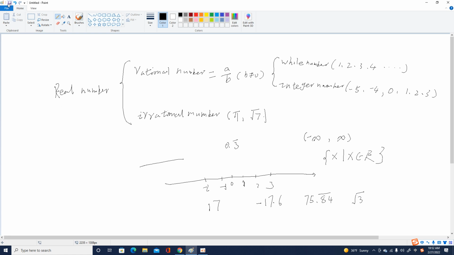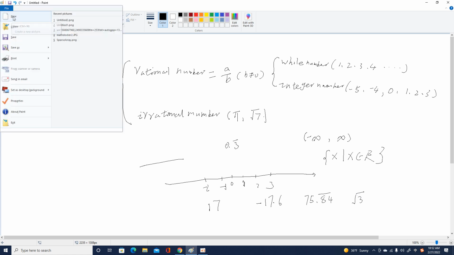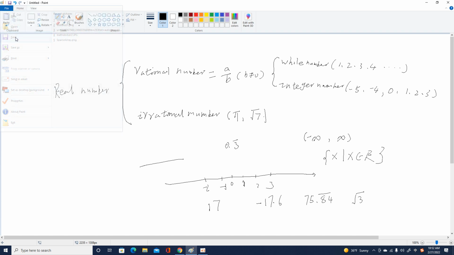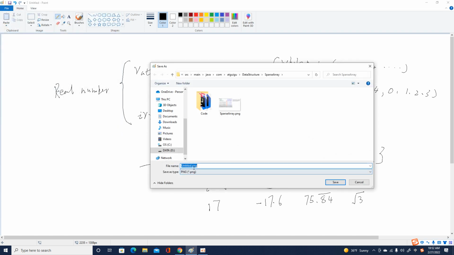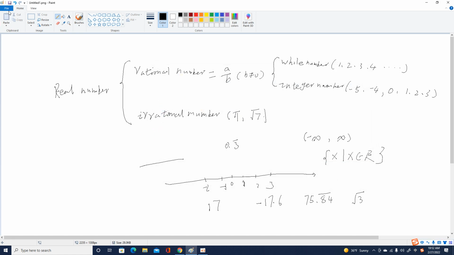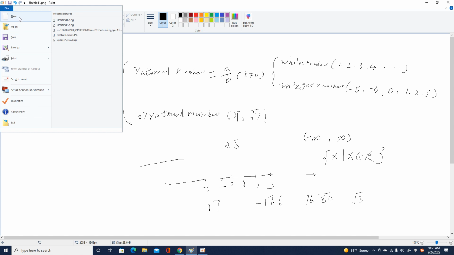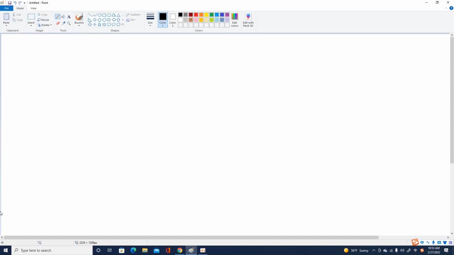Now following, I will talk about some properties of real numbers. The first one is called the commutative property for addition.